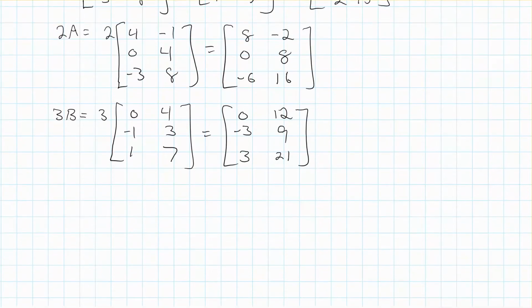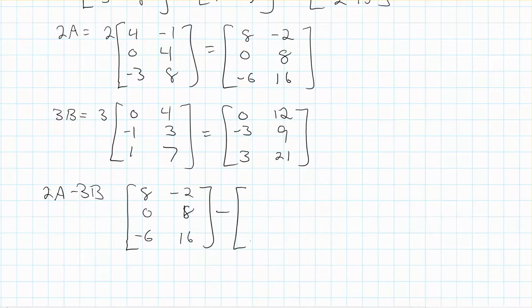Now the last thing we want to look at is 2A minus 3B. And that's not coincidence. Notice I had us find first 2A and 3B. Whenever you want to do something like 2A minus 3B, what we're going to want to see is first computing what 2A is and what 3B is, and then doing the subtraction. And so we have here 8, negative 2, 0, 8, negative 6, 16, minus 0, 12, negative 3, 9, 3, and then 21.